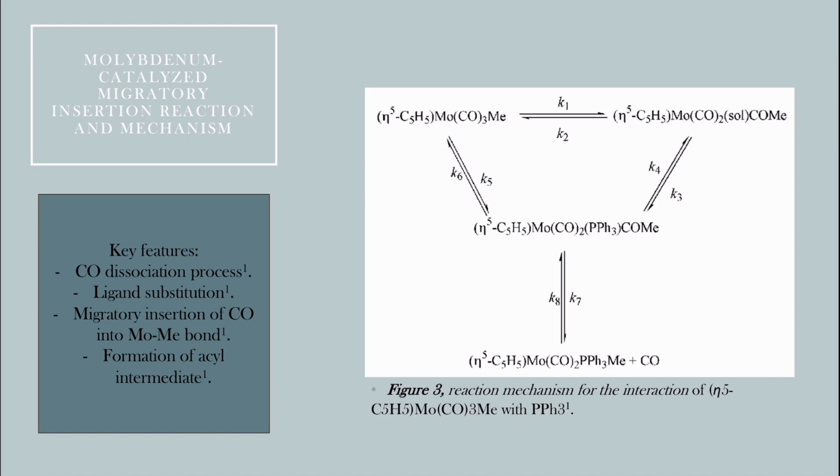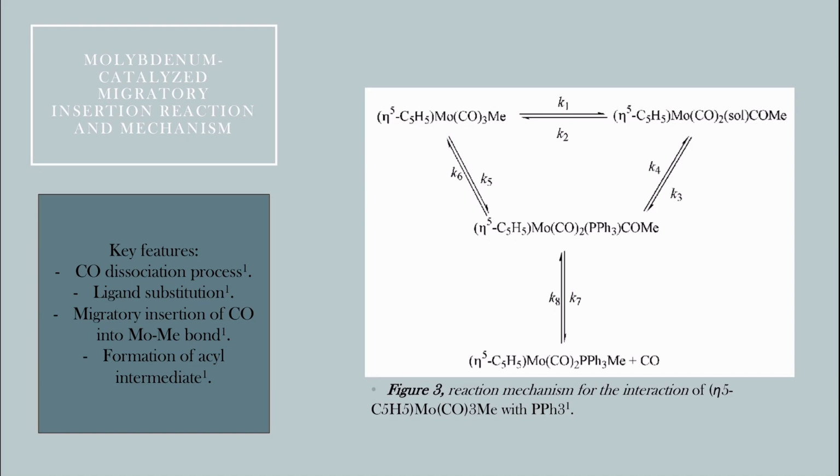In the first step, K1 and K2, a CO ligand dissociates, creating a vacant coordination site that's temporarily occupied by solvent. This step is critical as it creates the 16 electron species necessary for subsequent reactions. The next equilibrium, K3 and K4, involves displacement of the solvent by triphenylphosphine.